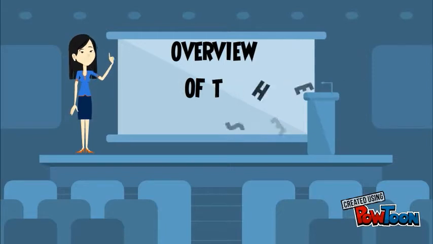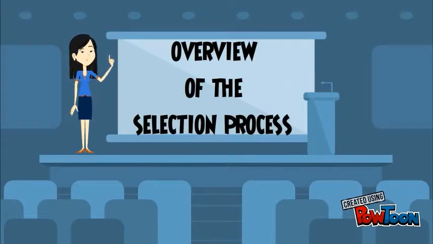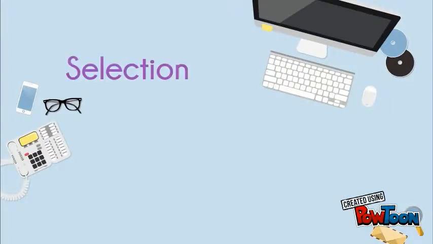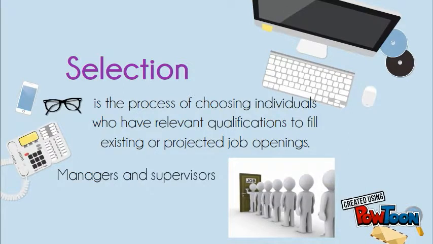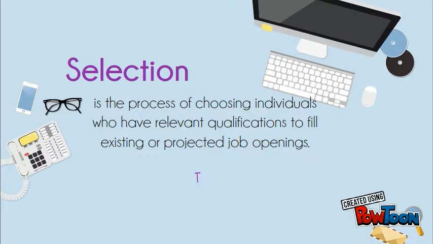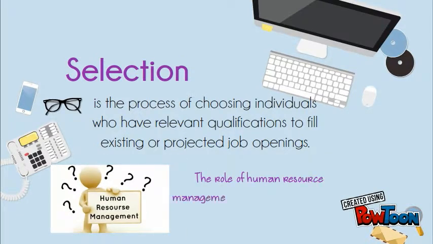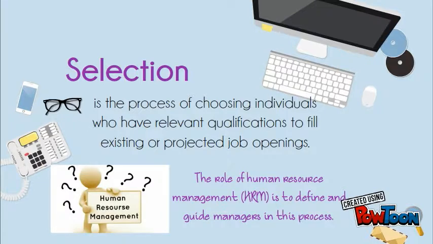The overview of the selection process. Selection is the process of choosing individuals who have relevant qualifications to fill existing or projected job openings. Usually, managers and supervisors will be ultimately responsible for the hiring of individuals, but the role of human resource management is to define and guide managers in this process.